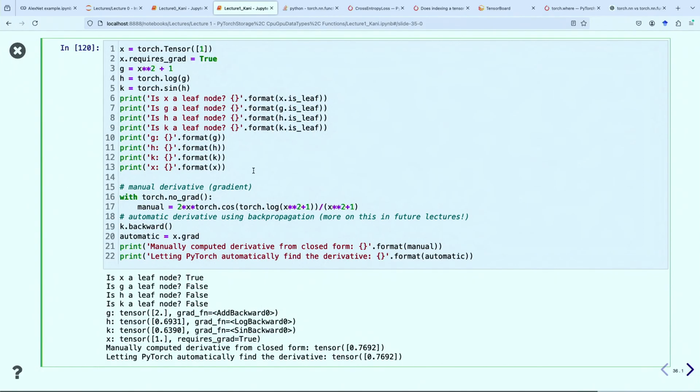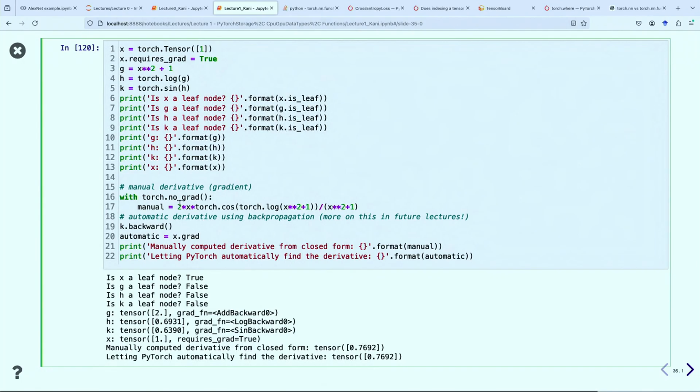What we do next is calculate the actual values. We know that x is a tensor equal to 1, so g is equal to 1 squared plus 1, so that would be 2. That makes sense. Then we got the natural log of 2, which is 0.6931. I can't do natural logs off the top of my head. And the sine of that, which is equal to 0.63. So all that makes sense.